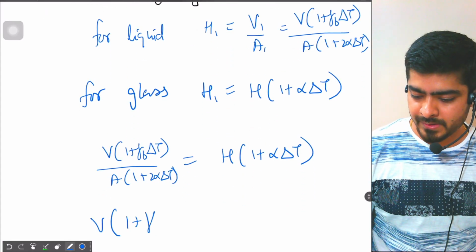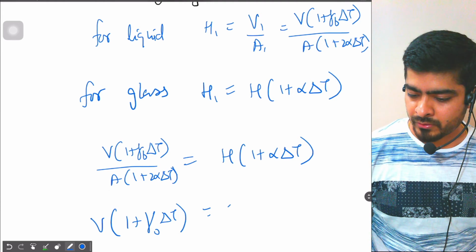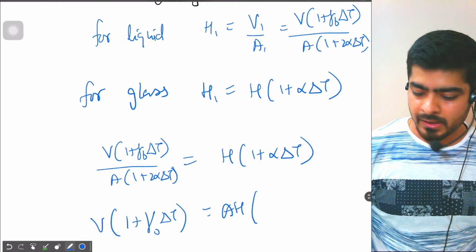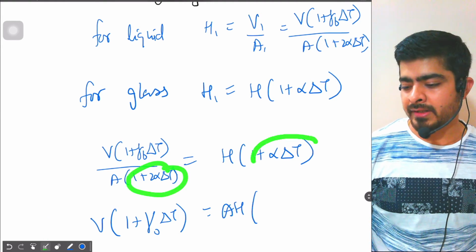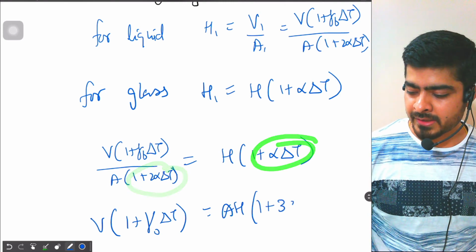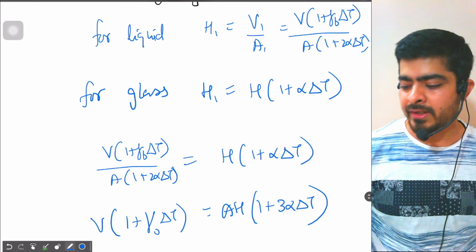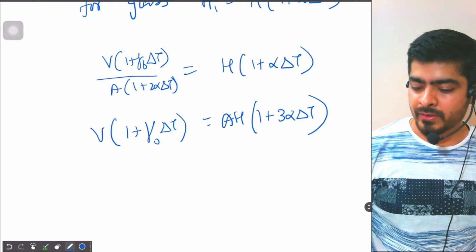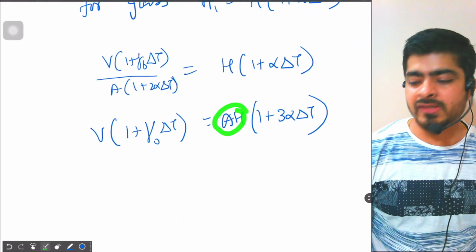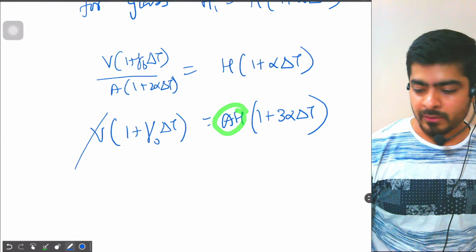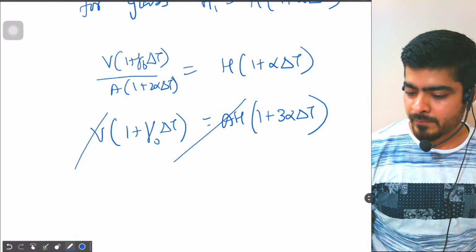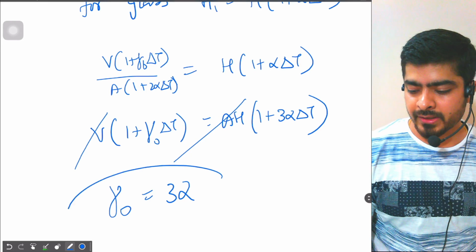So V1 plus gamma naught delta T equals AH. Again, multiply 1 plus 2 alpha delta T with 1 plus alpha delta T and you will get 1 plus 3 alpha delta T plus 2 alpha square delta T, and we ignore the alpha square term. Now AH is basically the initial volume of the liquid, so we will cancel it out. So again you will get gamma naught is equal to 3 alpha.